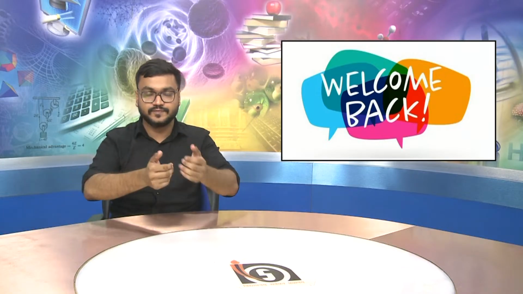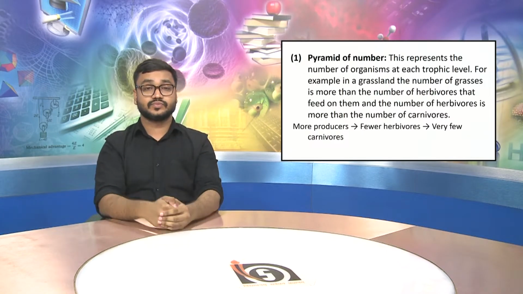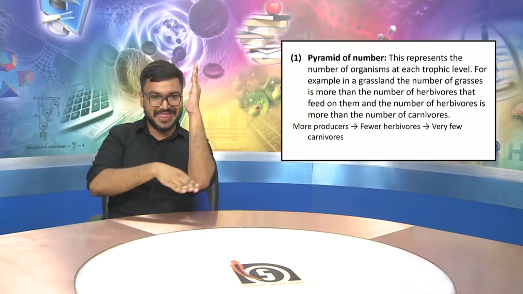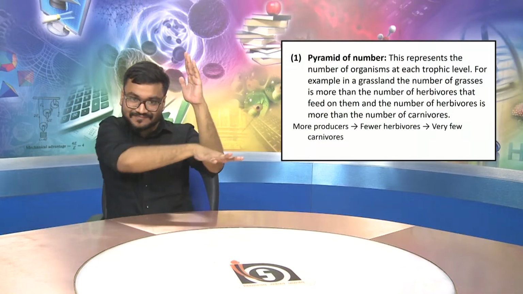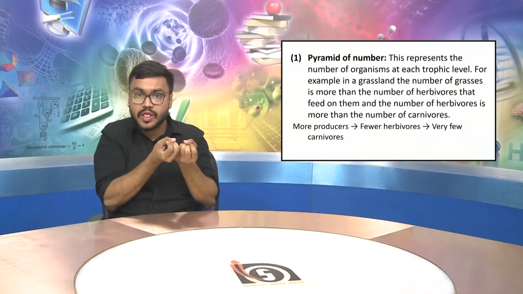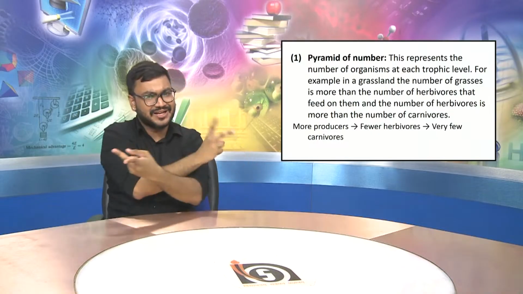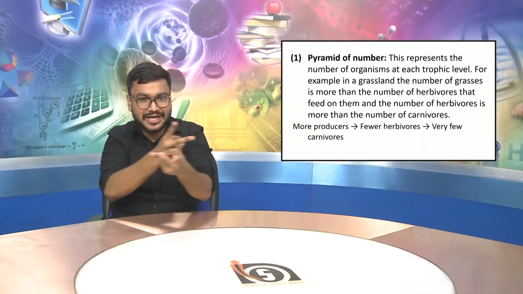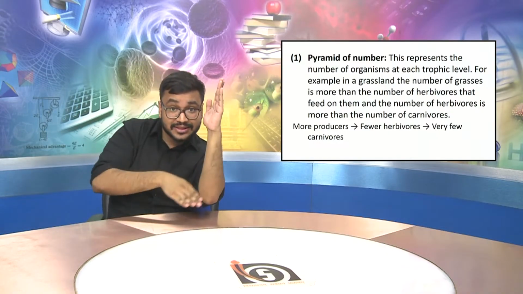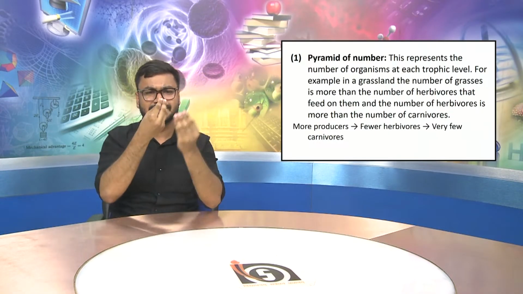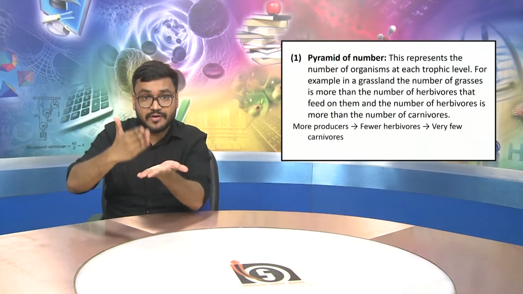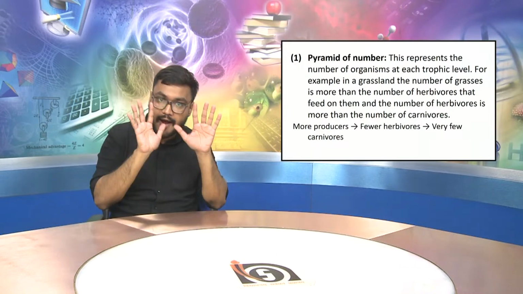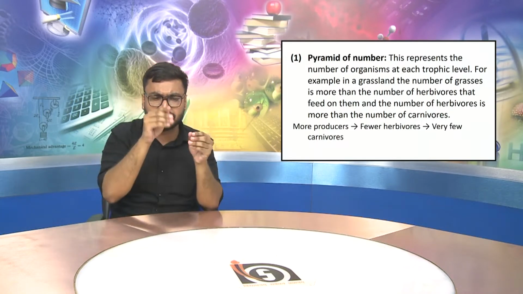Welcome back to our classes. First we will look at pyramid of number. This represents the number of organisms at each trophic level. For example, in a grassland, the number of grasses is more than the number of herbivores that feed on them, and the number of herbivores is more than the number of carnivores. In simple, we can say more producers, then fewer herbivores, and then very few carnivores.